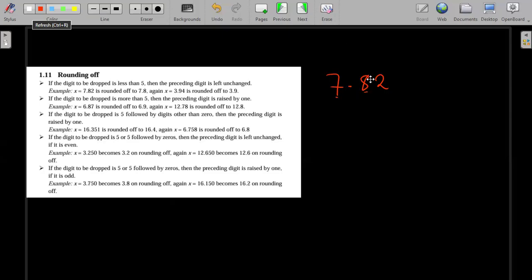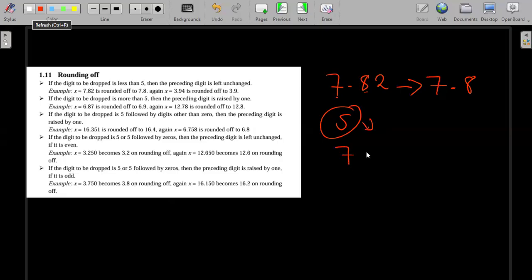So now what do you do? You usually refer to the 5. If you have a number which is less than 5, we usually drop it. So in this case this number to 2 significant figures is going to be 7.8. So you drop your 2 there because it's less than 5.